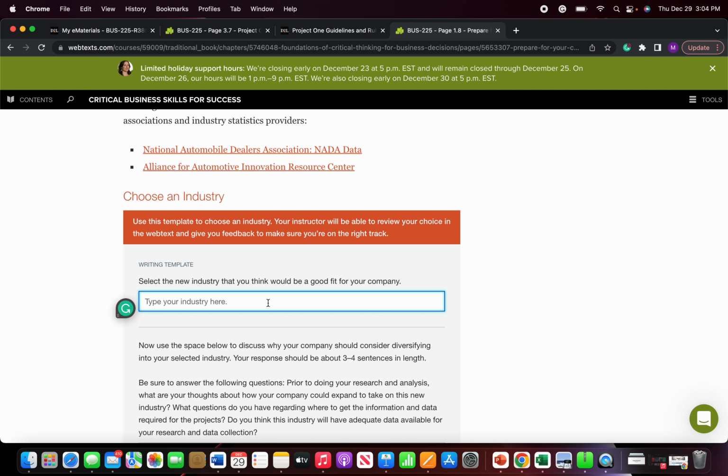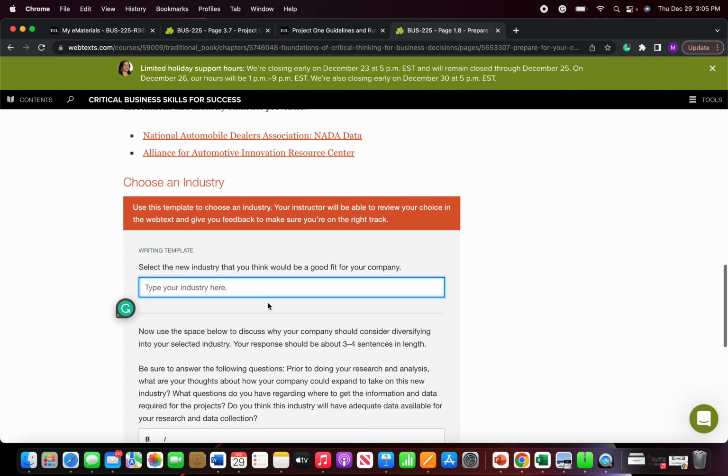It can be another engine manufacturing industry. It could be another sales industry. It could be something like the electric and hybrid market. What you just want to do is find an industry that's going to interest you, because you're going to be doing a lot of research into both of these industries.